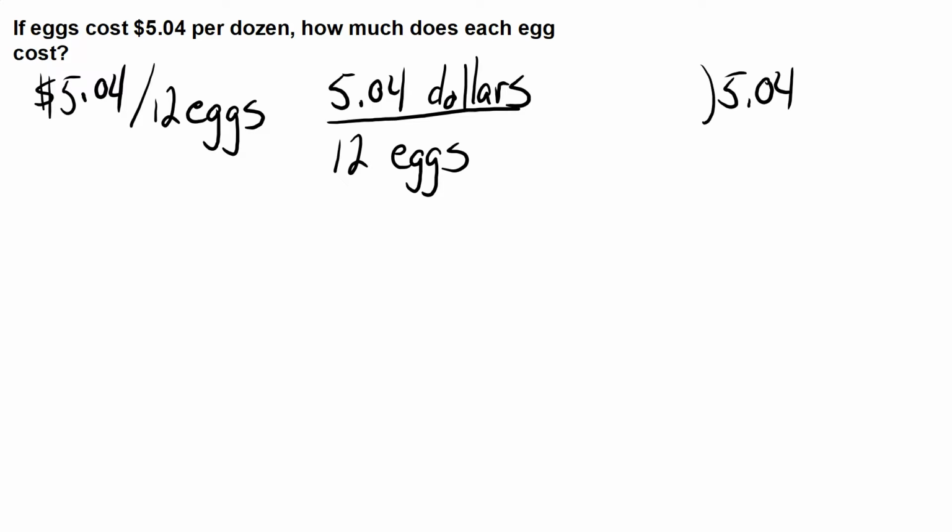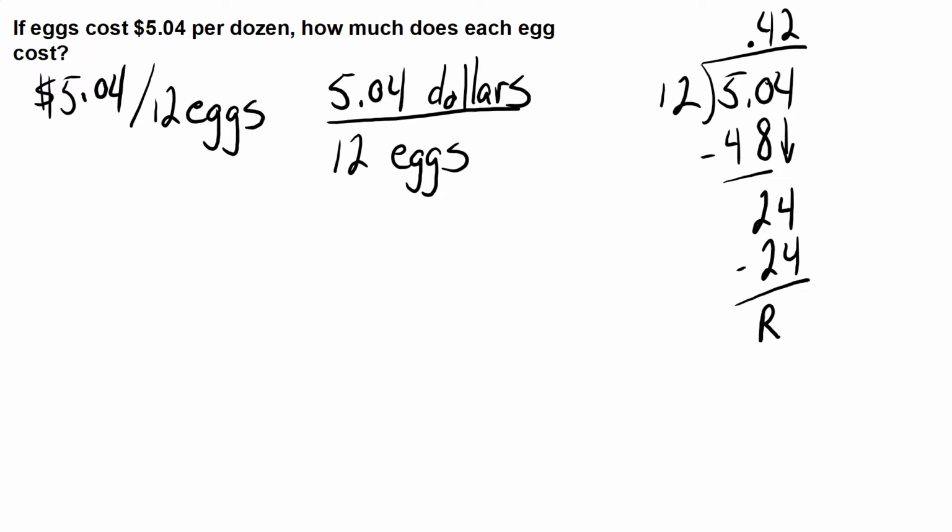5.04 divided by 12. Doing long division, 4 times 12 is 48. To put a decimal up there, subtracting 50 minus 48 is 2. Bring down the 4. 2 12s are 24.